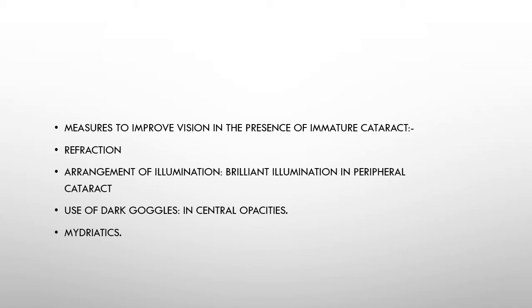Now, measures to improve vision in the presence of immature cataract, the early stages of the cataract. It can be either refraction, where you prescribe glasses, or arrangement of illumination, that is brilliant illumination in peripheral cataract where the central cortical part is not involved. Use of dark goggles in central opacities where the patient is complaining of photophobia or glare, and mydriatics to dilate the pupil.